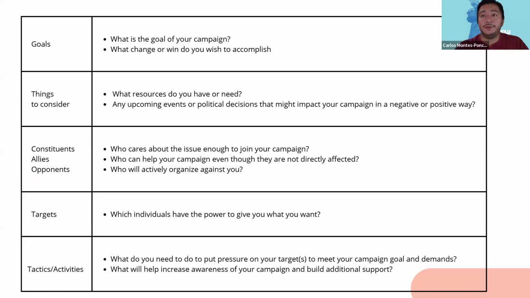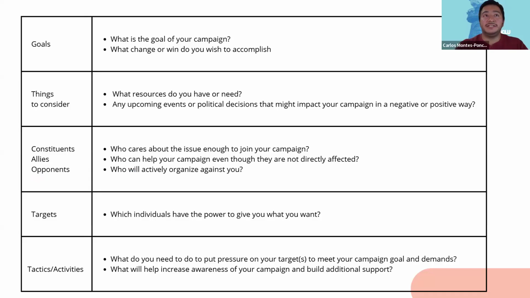Which individuals have the power to give you what you want? And what will help increase awareness of your campaign and build additional support? So these are all important questions to ask as we're developing our campaign. Because it's important, like as I mentioned earlier, if your school doesn't have a good policy, it's essential that you create this advocacy plan and understand just who can help you reach your goal, right? In supporting students.